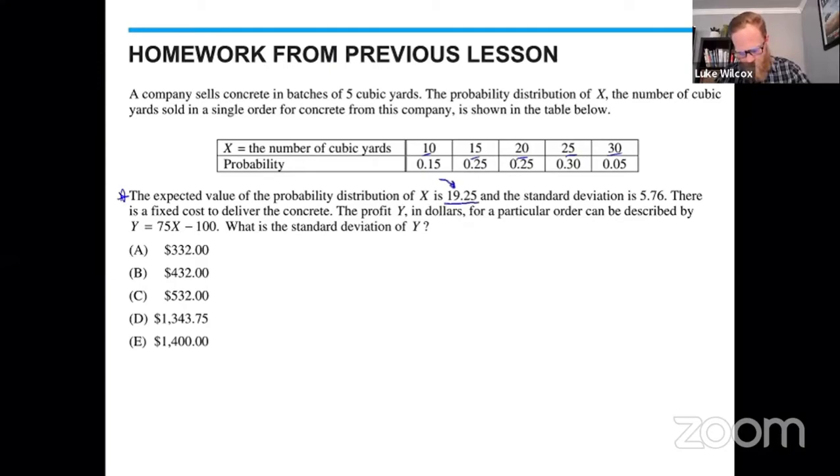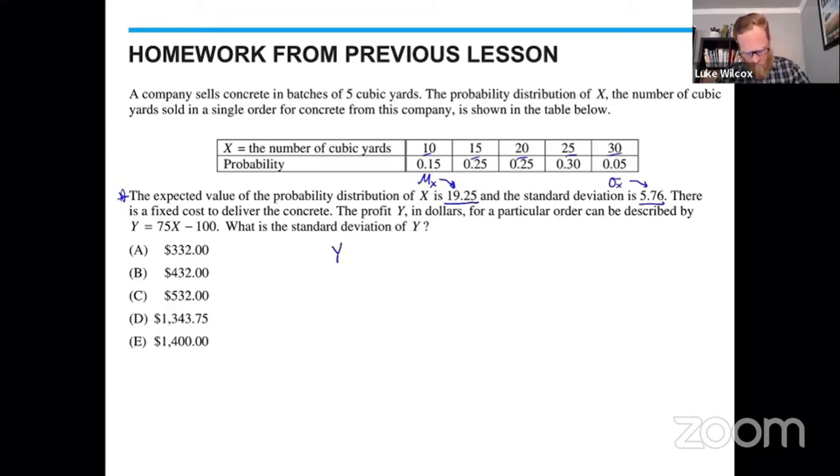Okay, so what they're giving us there when they say expected value is they're giving us the mean of that value. And then they're also giving us the standard deviation of X. There is a fixed cost to deliver the concrete. The profit Y in dollars for a particular order can be described by Y equals 75X minus 100. What is the standard deviation of Y?